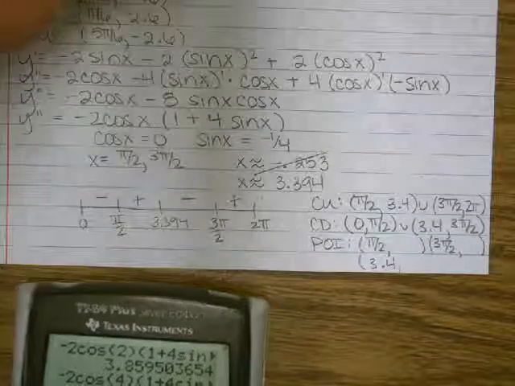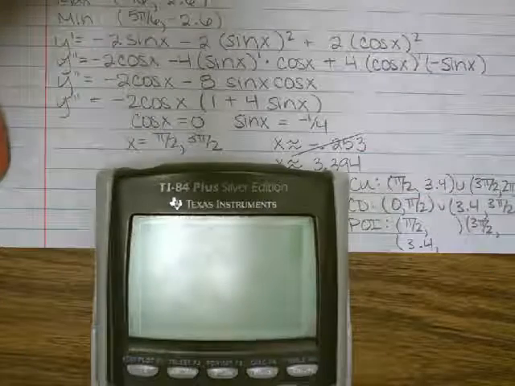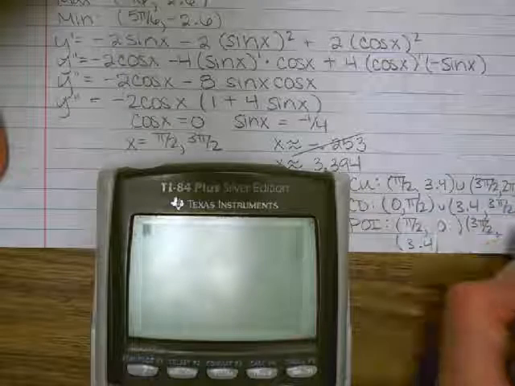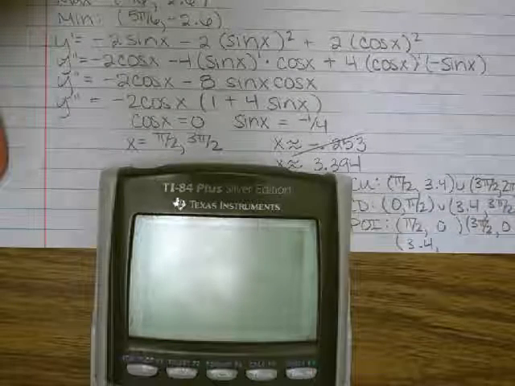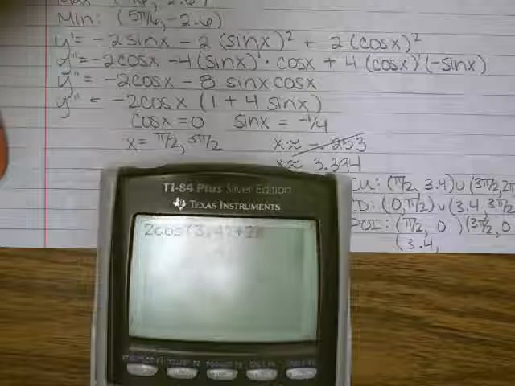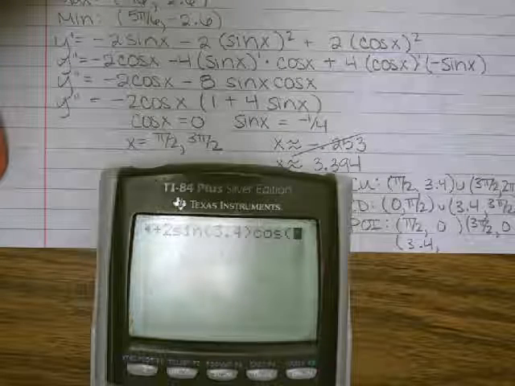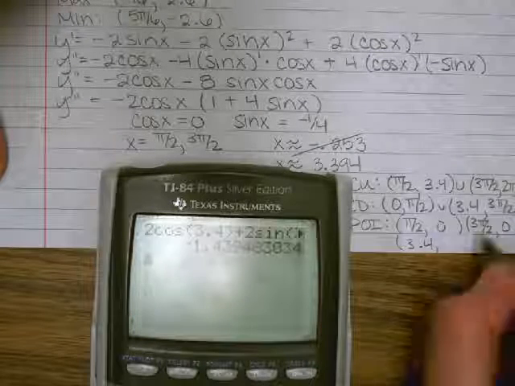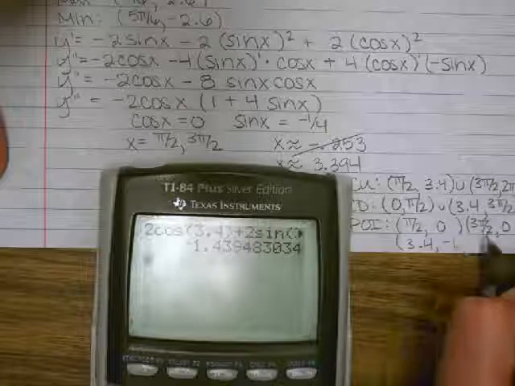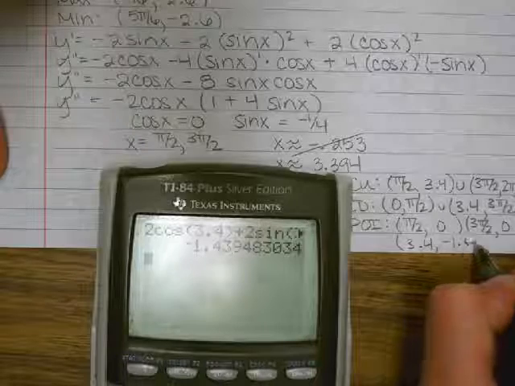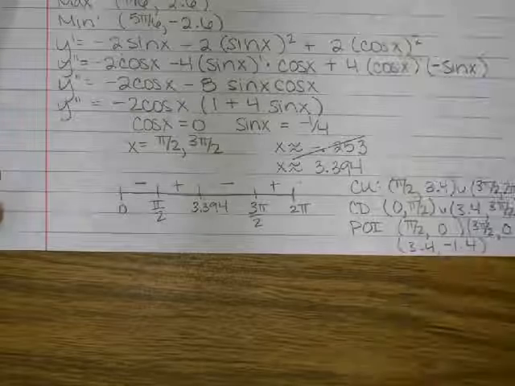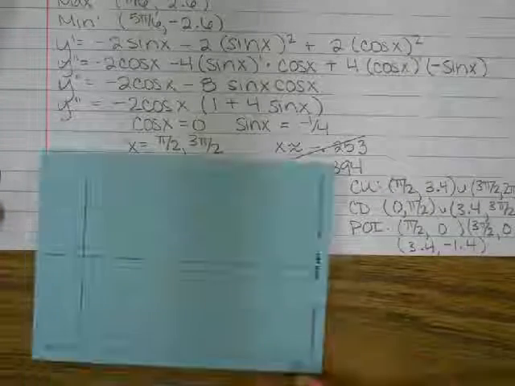So those are all values that I want to plug into the original equation. So pi halves and 3 pi halves we've already plugged in. Those are the x-intercepts. So then I just need to plug in 3.4. So 2 cos 3.4 plus 2 sine 3.4 times cos 3.4 is negative 1.4. All right. Now we are ready to graph this on graph paper.